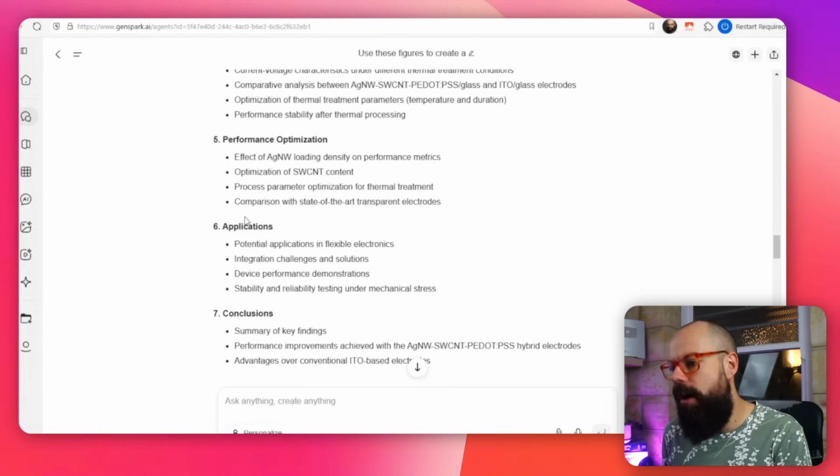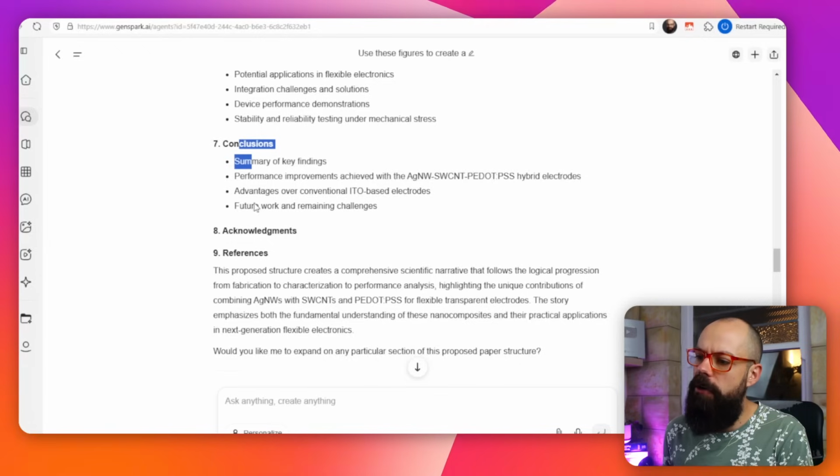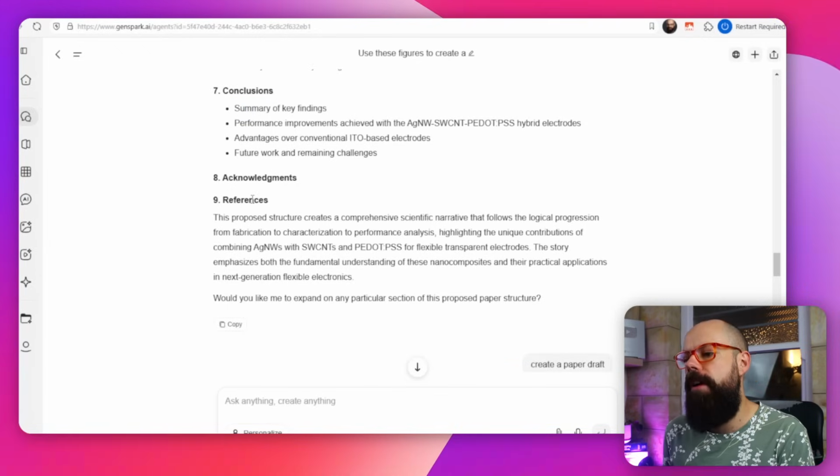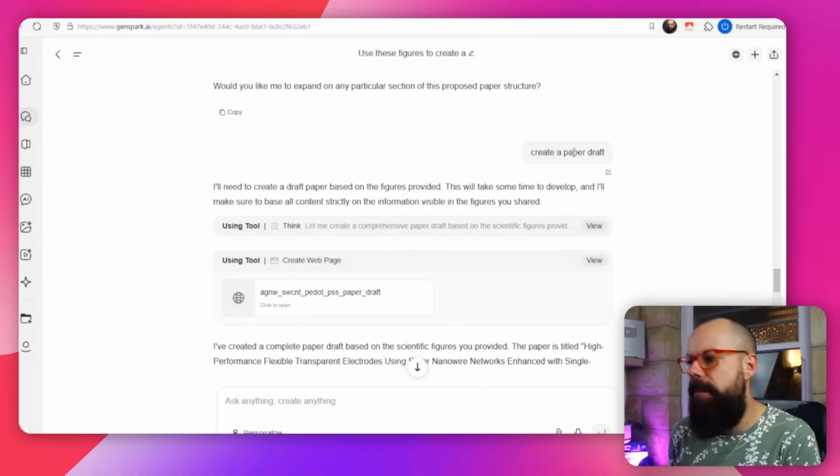So this is what I would do, and then down here it's got conclusions, and it knows I need acknowledgements and references. But we can go further than that, peeps. We can say create a paper draft. Easy. Create a paper draft. Four words that do all of the heavy lifting for you, and this is what I did. So it took that structure and I just said, yeah, create a paper draft.